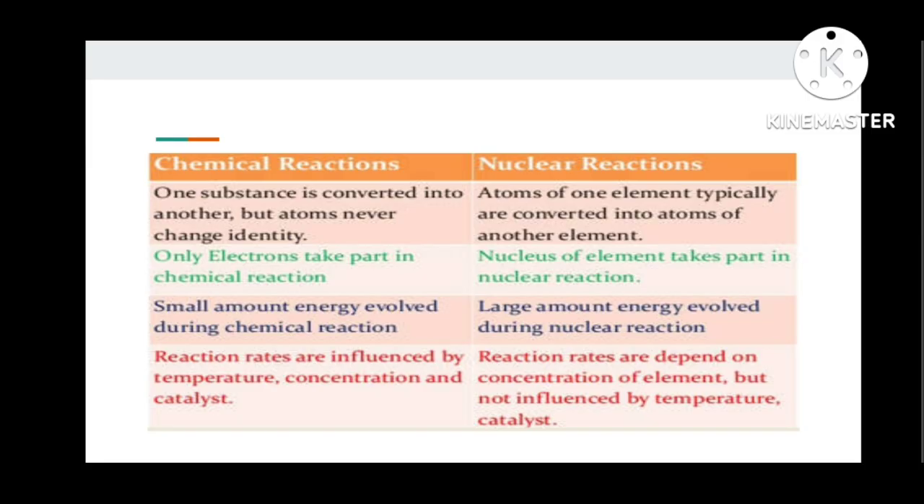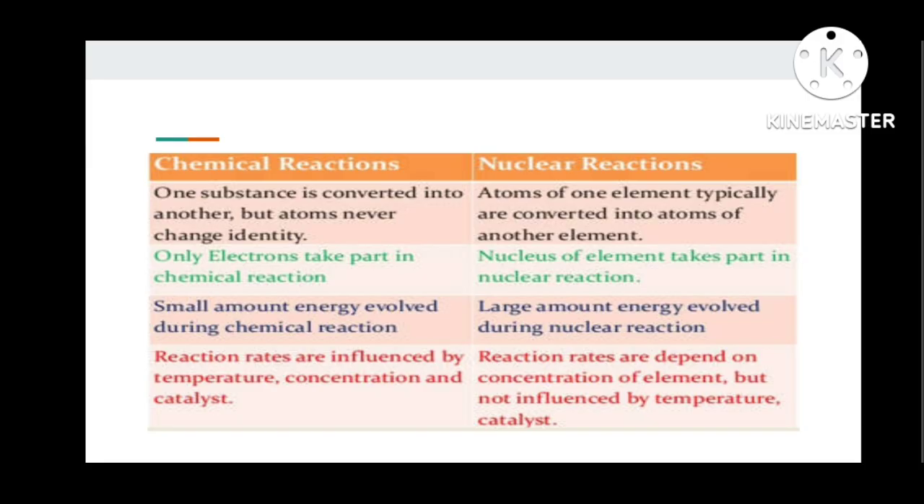Now here is some difference between the chemical reaction and the nuclear reaction. In a chemical reaction, one substance is converted into another, but atoms never change their identity. In a nuclear reaction, atoms of one element are typically converted into atoms of another element. Only electrons take part in the chemical reaction. Nuclei of elements take part in nuclear reactions.